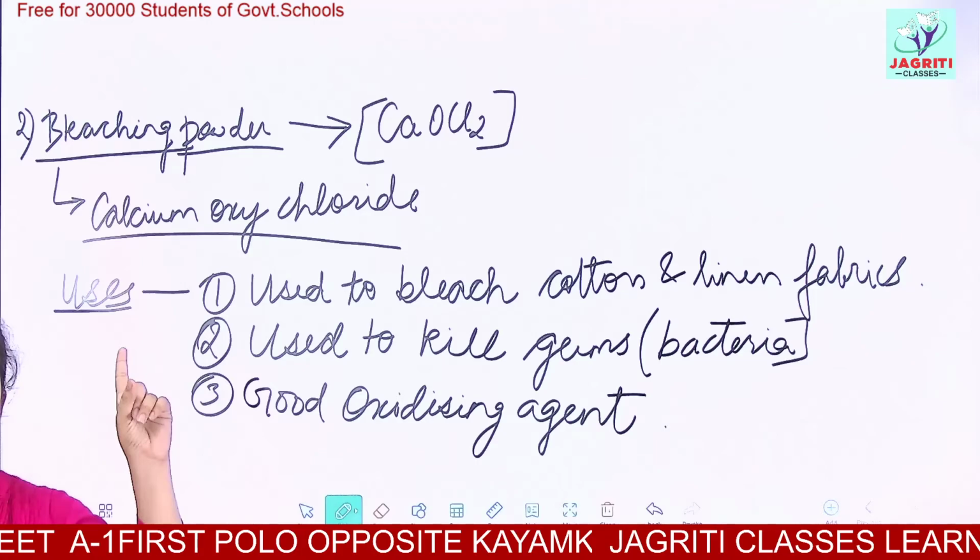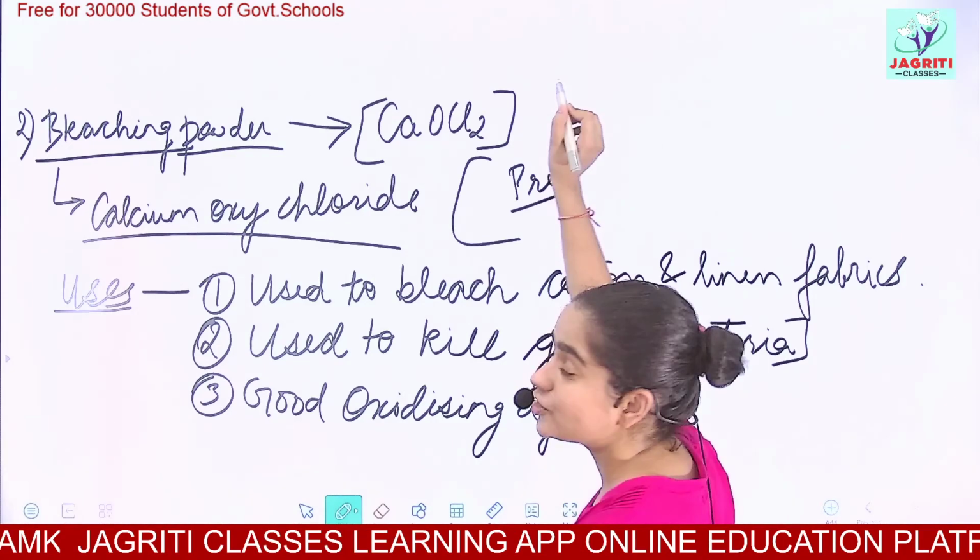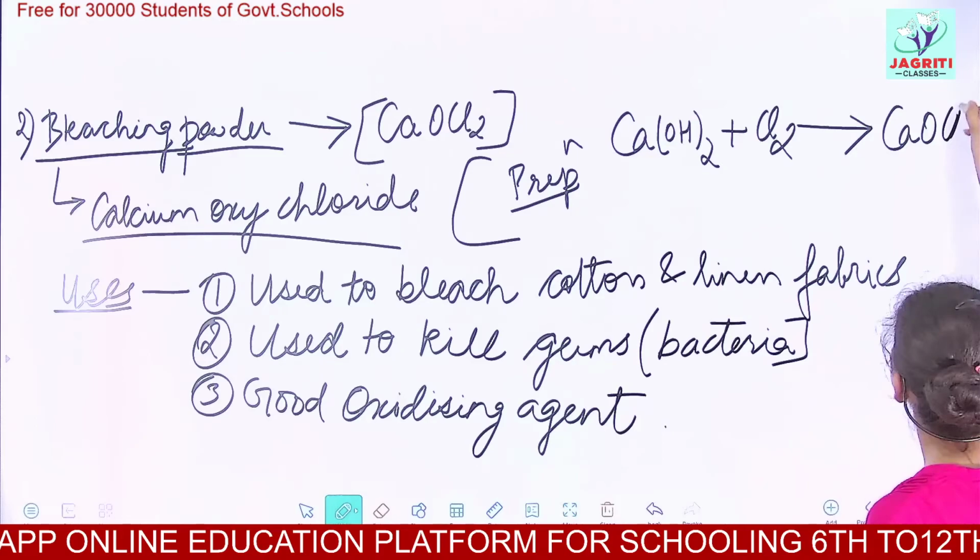And there is a short reaction given in your books, how bleaching powder is prepared. So the reaction for preparation is when calcium hydroxide is reacted with chlorine, then the product obtained is called bleaching powder. This is the short method of preparation of bleaching powder.